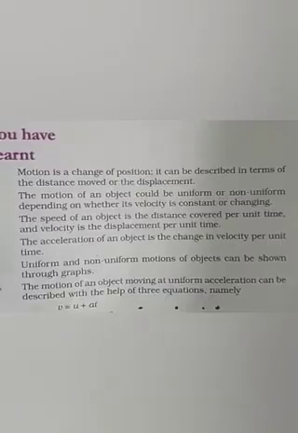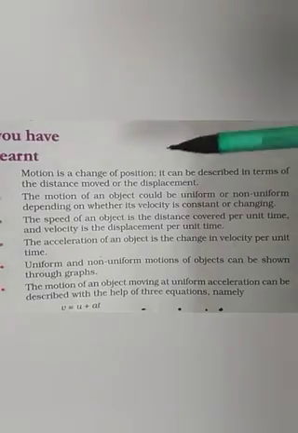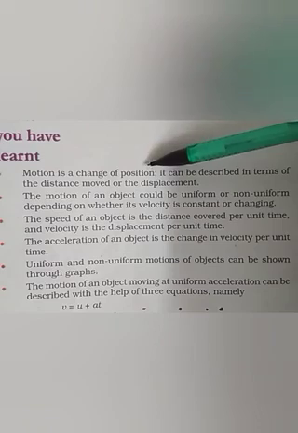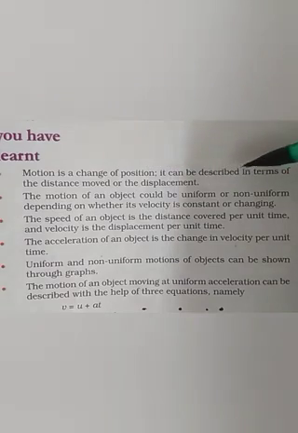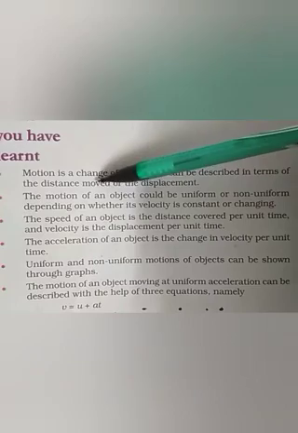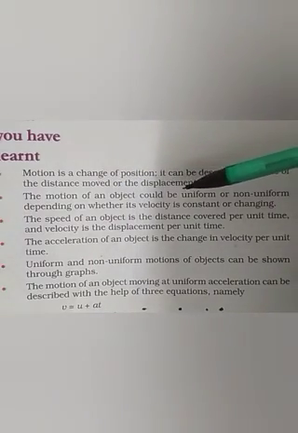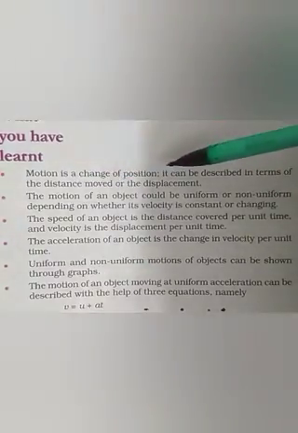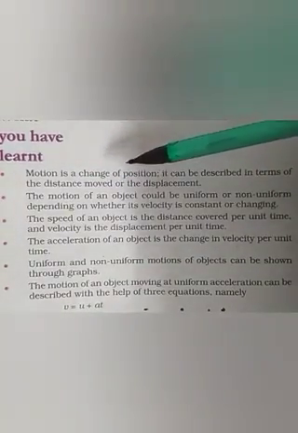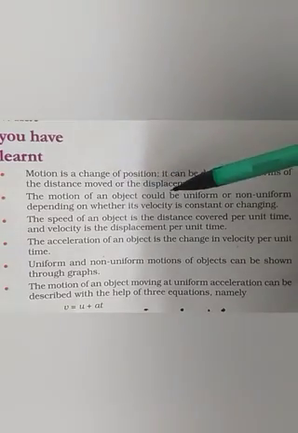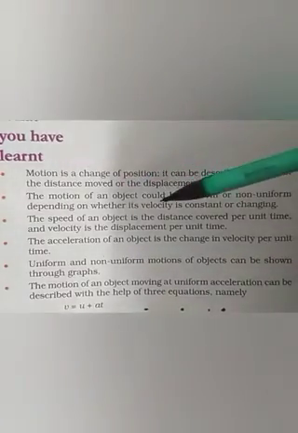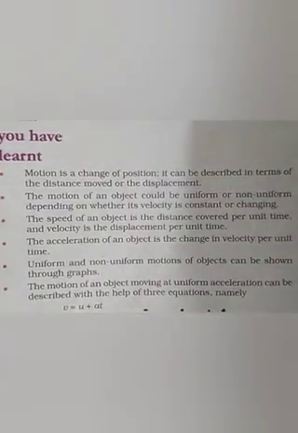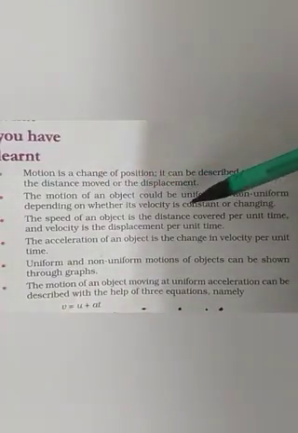Now let's summarize what we have learnt up till now. What is motion? Motion is the change of position, or it can be described in terms of the distance moved or the displacement. The distance any object or any vehicle moves, or the displacement. Both are different terms. Motion of an object could be uniform or non-uniform depending on whether its velocity is constant or changing.